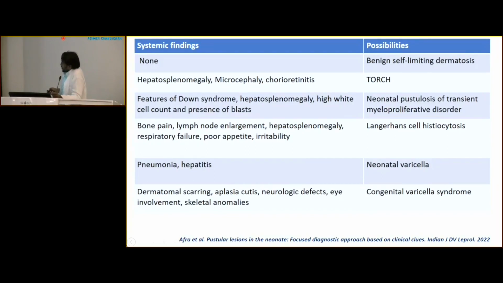Whereas in an older child complaining of pain or irritability, cry with lymph node enlargement and hepatosplenomegaly, LCH should be considered. Pneumonia and hepatitis, it's neonatal varicella. And dermatological scarring, and eye involvement in the form of chorioretinitis, and skeletal involvement in the form of osteitis, if these are present, then it is congenital varicella syndrome.